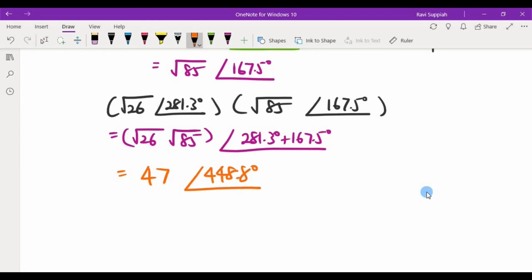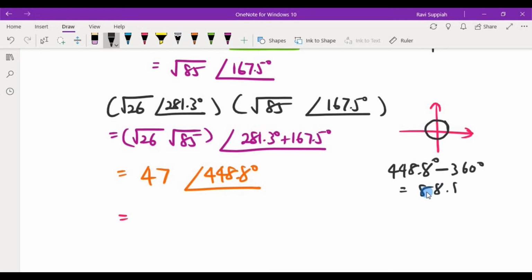448.8 degrees. Okay, when you get an answer that is bigger than 360, you know that it has actually gone one full circle already, correct? So as long as the answer is more than 360, that means it has already gone one full circle and it's now carrying on again. So in that case, you can say that the final angle would be 448.8 minus 360 degrees, which will be 88.8 degrees. So the final answer here is 47 angle of 88.8 degrees.